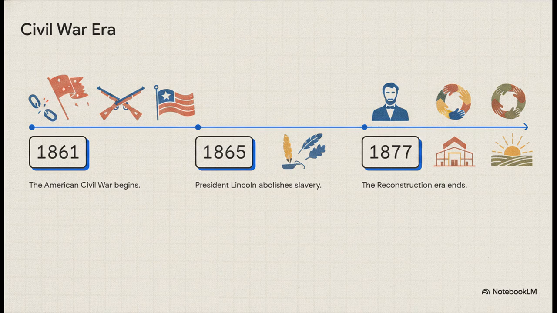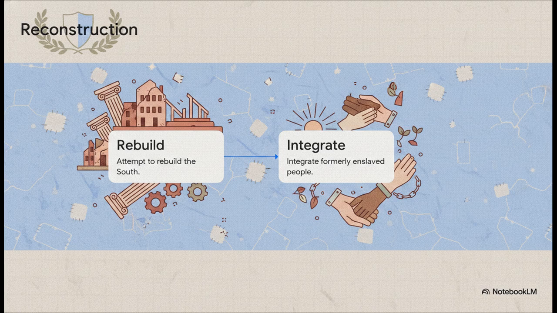After 4 years of unimaginable bloodshed, the war effectively ends in 1865, and President Abraham Lincoln takes the monumental step of abolishing slavery. The whole period that follows, stretching up to 1877, is known as the Reconstruction era. So what was Reconstruction? Well, it was this massive, incredibly complex undertaking with some truly staggering goals.